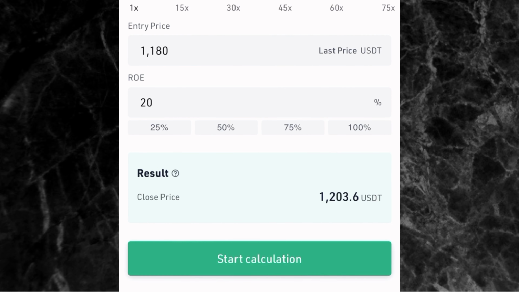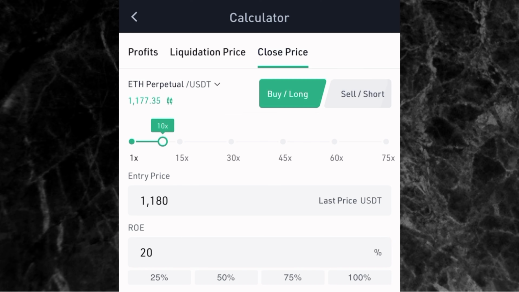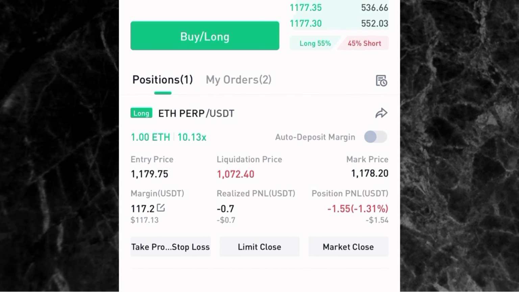And it shows you that your take profit or your close price is 1,203.6 USDT if you want to make 20%. So this is how you can use the futures calculator to calculate your profit, your liquidation price, and your close price. Now let's go back to the trade we left behind.